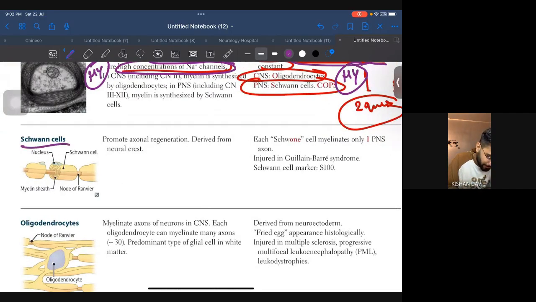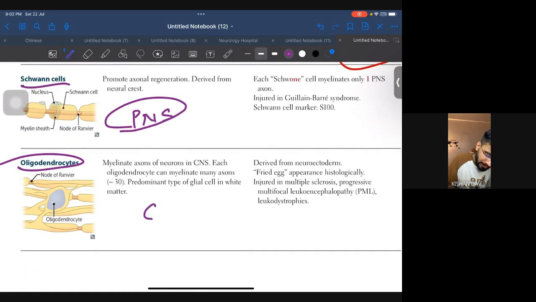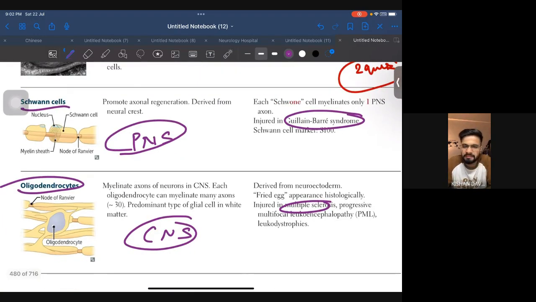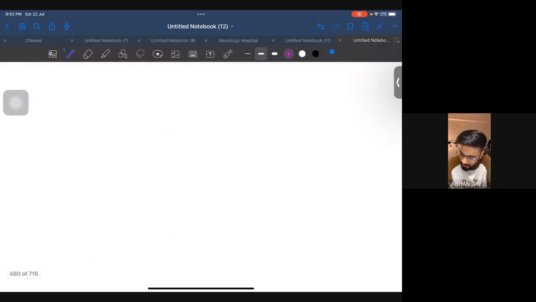Schwann cells and oligodendrocytes. Schwann cells are responsible for myelin sheath formation in the PNS and oligodendrocytes in the CNS. Oligodendrocytes are involved in multiple sclerosis. Schwann cells are involved in Guillain-Barré syndrome. We will discuss all of this in detail later. Nothing else you need to remember here.